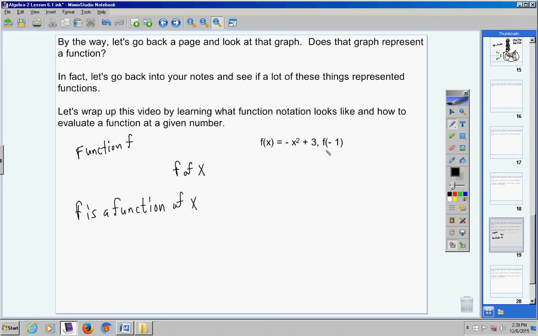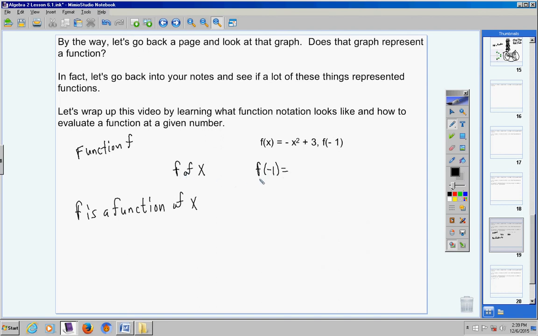Now, let's evaluate. When you see f of -1, that means we're evaluating the function f at what value? -1. It does not mean you're putting -1 in for f. It means you're evaluating the f function right here at -1. Okay, so here's what we do. Watch carefully, please. We put f of -1.